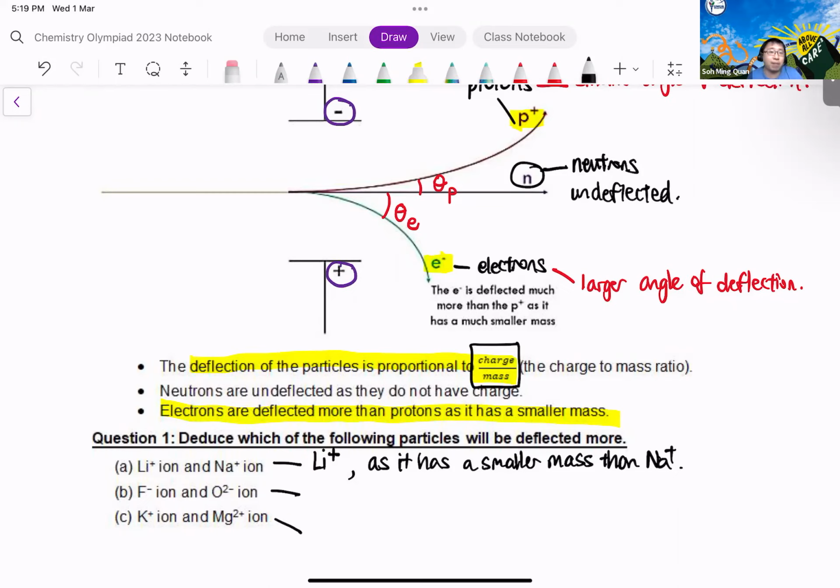Next, we have F minus and O2 minus. Which one is deflected more? Can I invite you to type in the chat as well? F minus versus O2 minus. Okay, I see 1 response, 2.